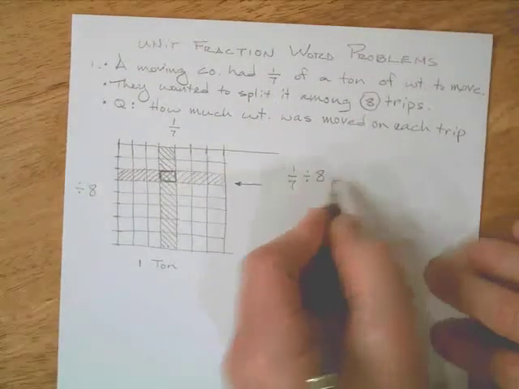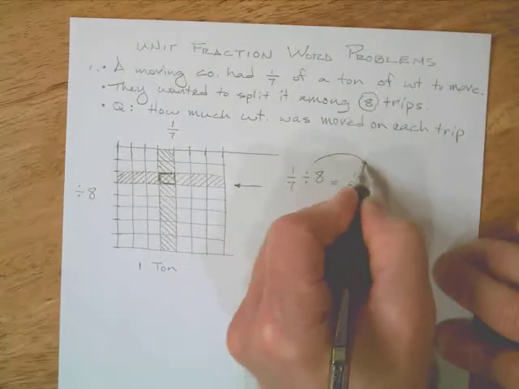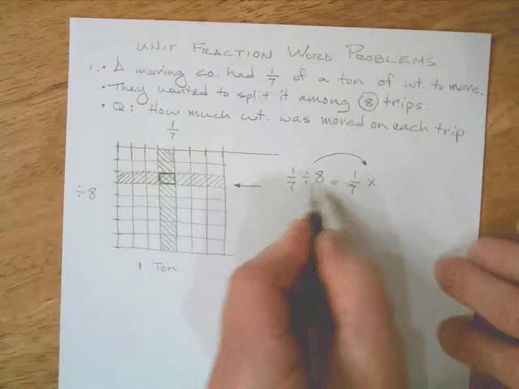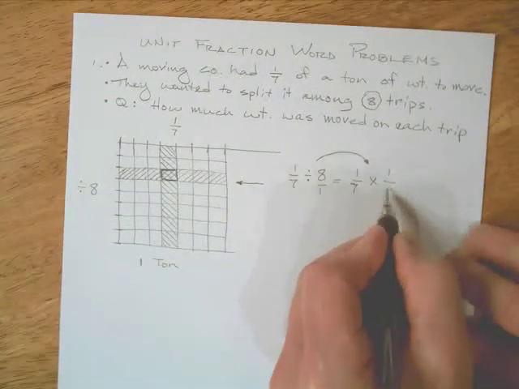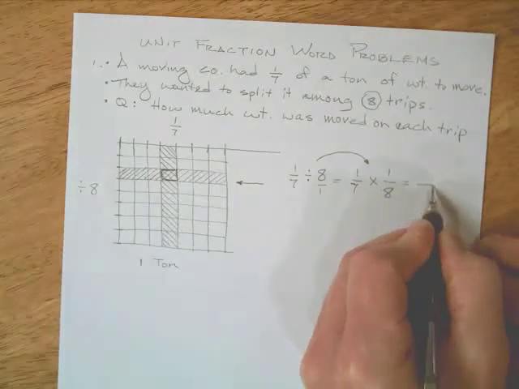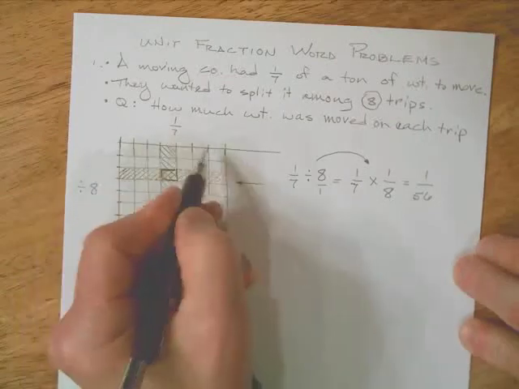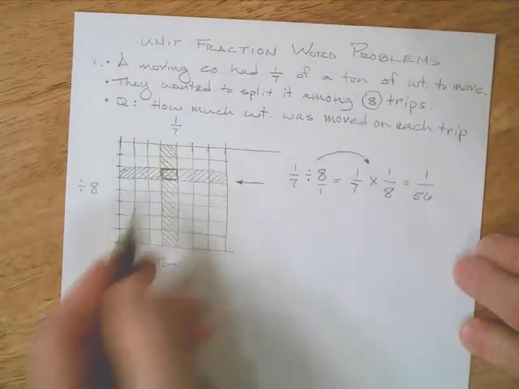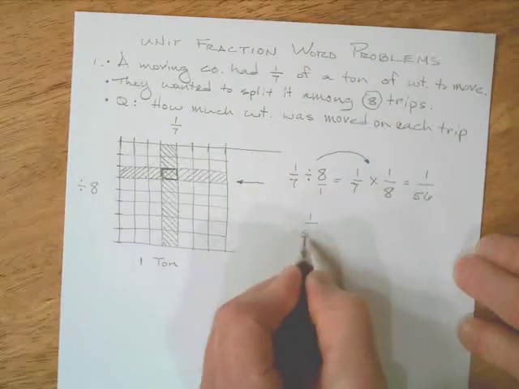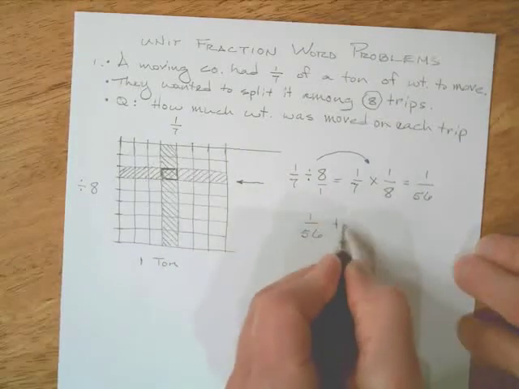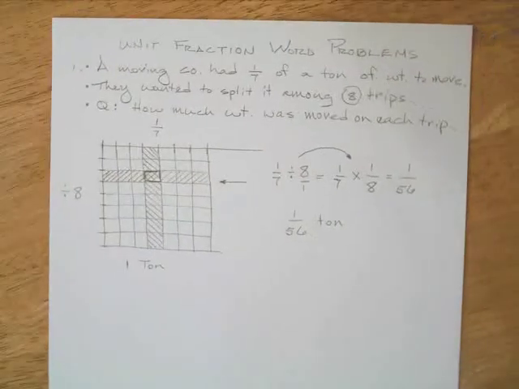So we know that we can now take 1/7. We can change this division sign to a multiplication sign. We can take this 8, put a 1 underneath there, use the reciprocal. Now it's just a matter of multiplying. And if we have 7 boxes on one side, 8 in the other, 7 times 8 is going to be 56. So the answer is going to be 1/56 ton. Okay, and that's our first unit fraction word problem. I'm going to stop it right there.